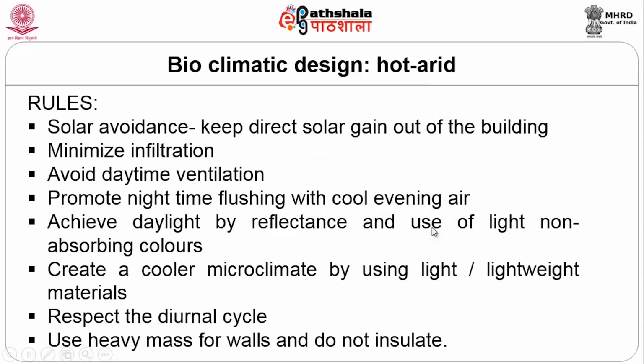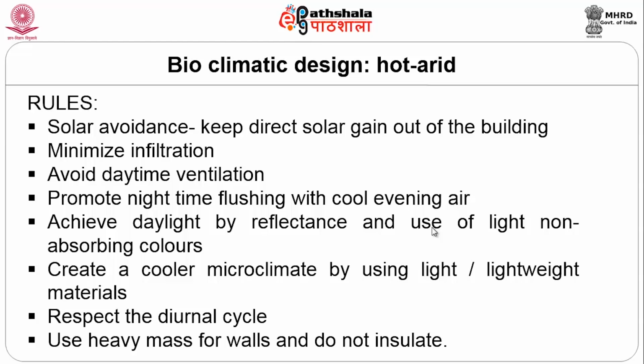What are the rules that we need to follow over here? Solar avoidance. Let's keep direct solar heat gain out of the building. Let it be only filtered light that enters the building. Minimize infiltration. Avoid daytime ventilation. Promote nighttime flushing with cool evening air. What this actually means is having windows at 2 levels. We need to make sure that windows are given only on top, such that the hot air does not enter the building, rather exits the building at a greater height.